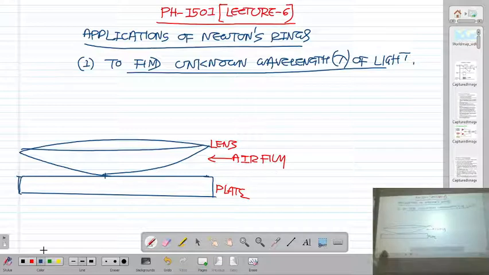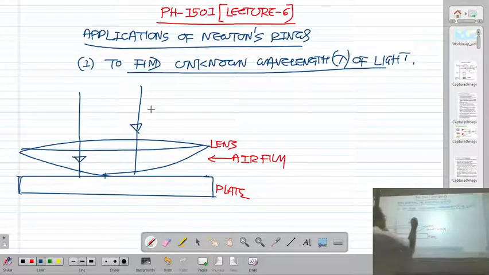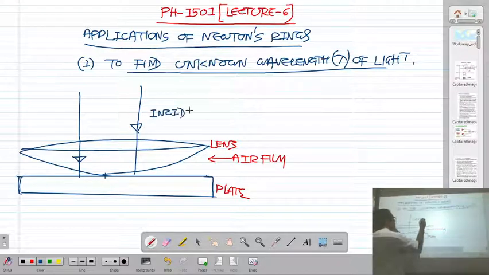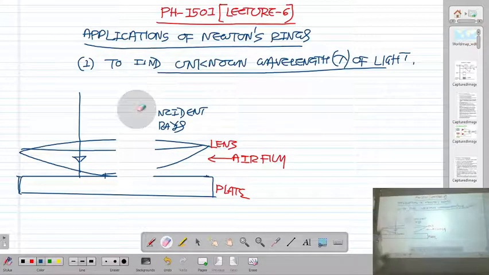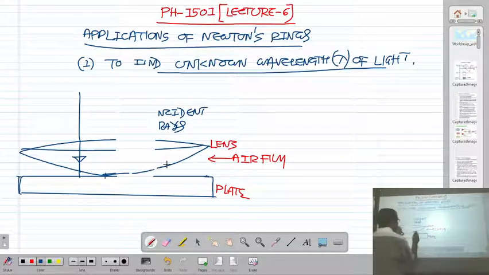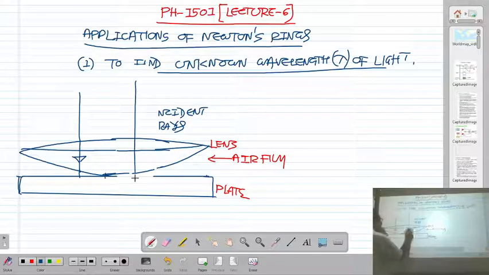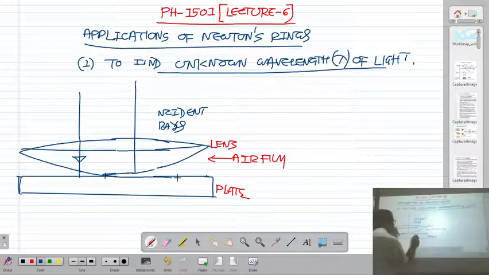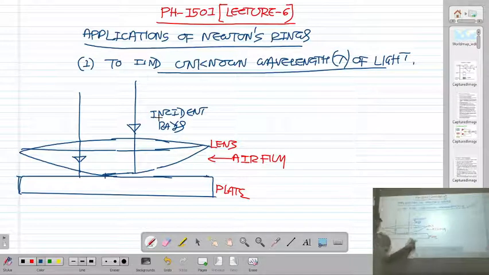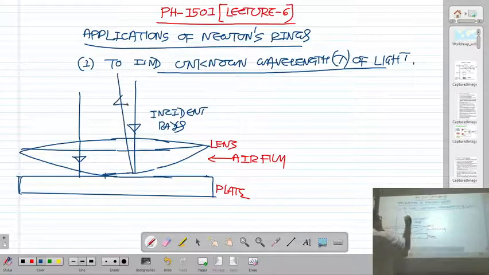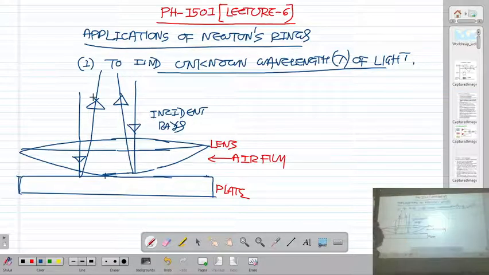You know very well, when the ray of light is incident normally on the air film, which is formed between lens and plate, one ray is reflected from the upper surface of the air film, and the second ray is reflected from the lower surface of the air film.